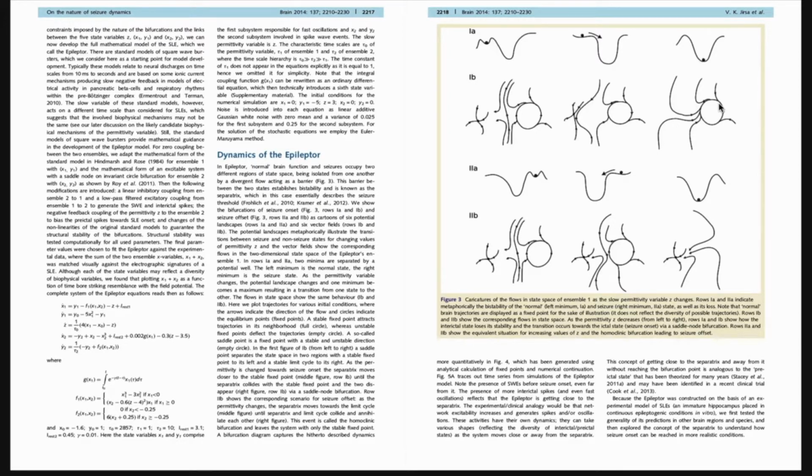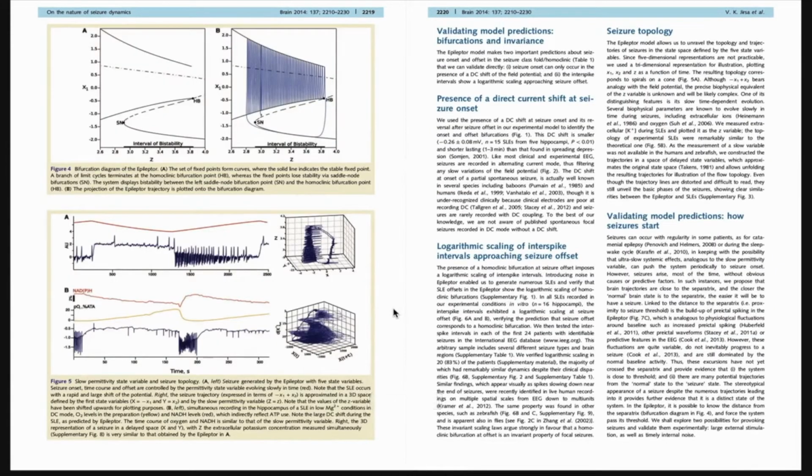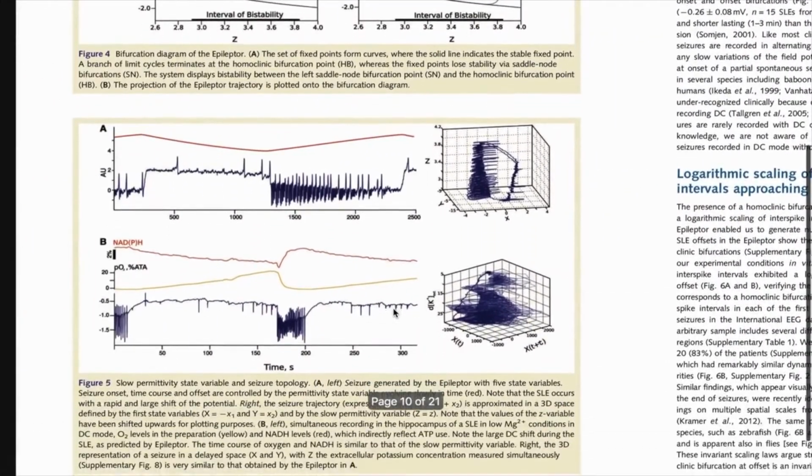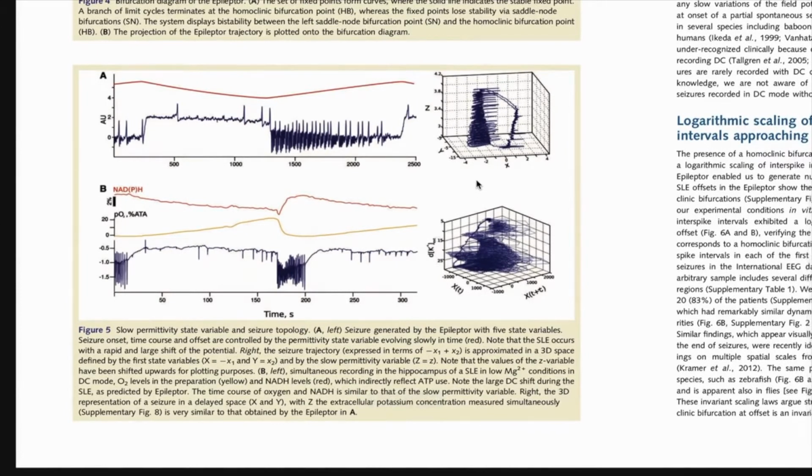The other bifurcation is the homoclinic bifurcation, where this unstable fixed point will collide with the limit cycle, leaving all trajectories flowing onto the stable fixed point. So here in figure 5 we can see how this looks like in a 3-dimensional phase space and also the time series. So in panel A of figure 5 we can see the simulated seizure-like event, and in panel B we have the time series of empirical data.